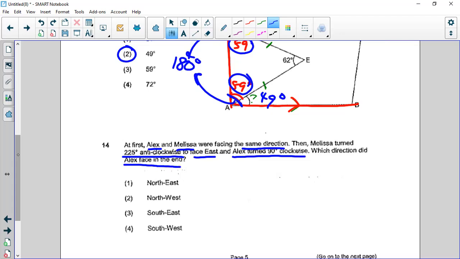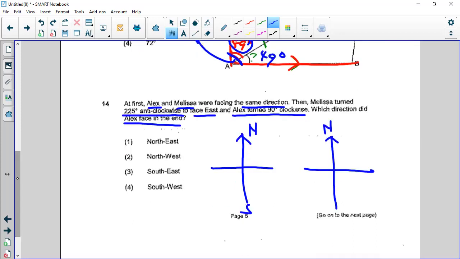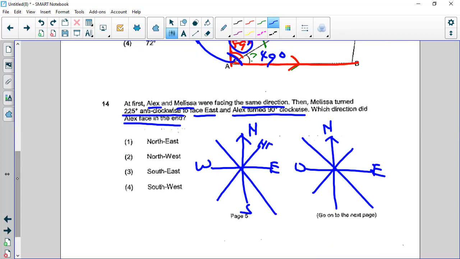If there are two persons, you definitely cannot do mental sum. You have to draw two compasses. Your north is usually on top, usually facing upwards. If the question doesn't say anything, the north is usually upwards. Then your west and your east, and your 8-point compass. So you cannot do mental sum for this. Anyone who does mental sum is most likely going to be wrong. So put down all the directions there. This is northwest, northeast, this is southeast, and this is your southwest.